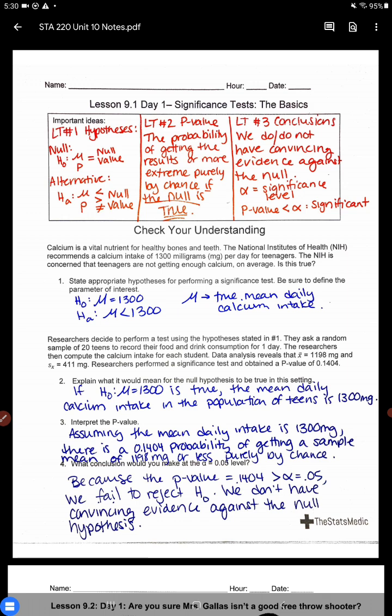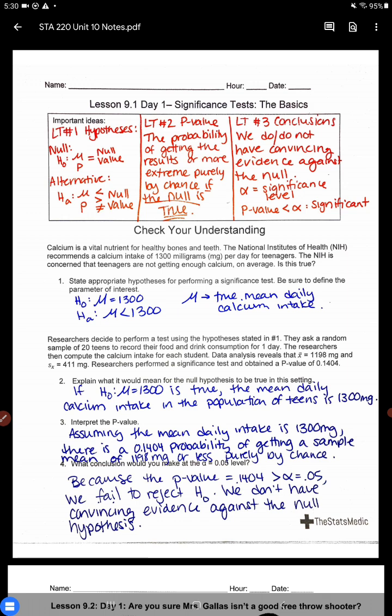So first of all, you can do a hypothesis test for proportions or for means, just like you could do a confidence interval for proportions or for means. But in either case, you are going to have two hypotheses. Okay? So let's look at our example here. Calcium is a vital nutrient for healthy bones and teeth. The National Institutes of Health recommends a calcium intake of 1,300 milligrams per day for teenagers. However, the NIH is concerned that teenagers are not getting enough calcium on average.